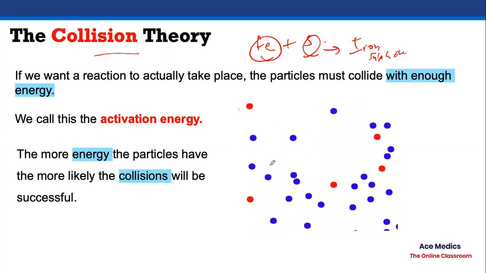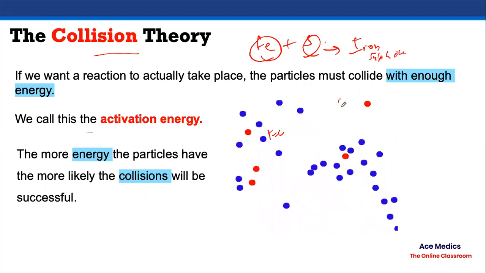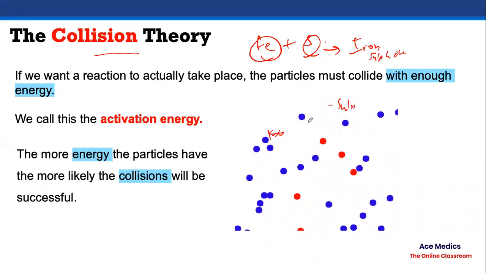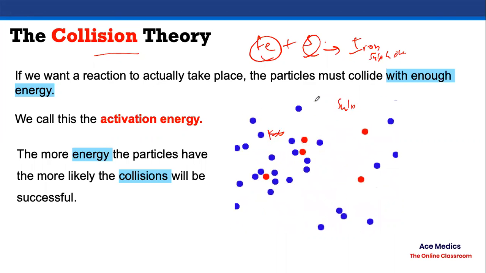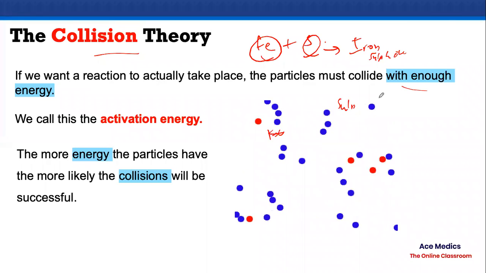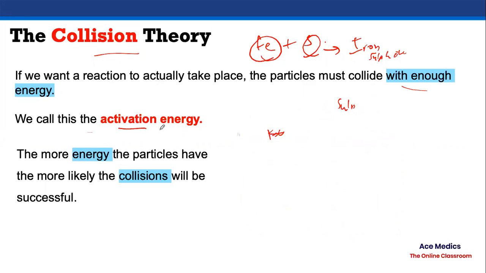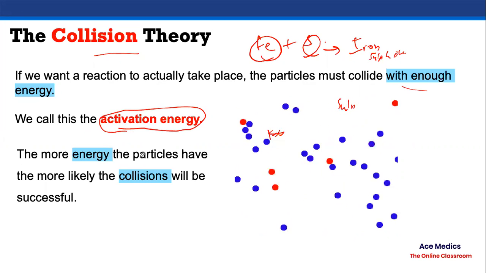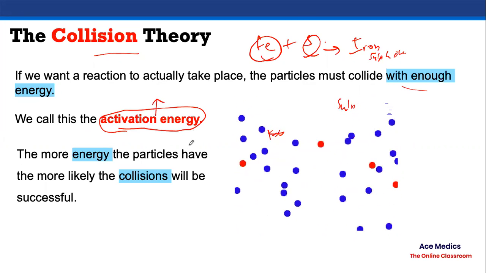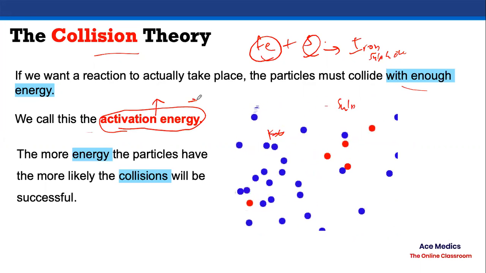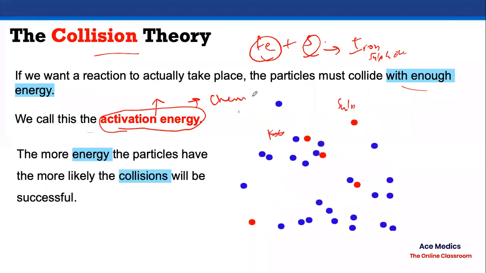So if we say the blue is iron and the red is sulfur, we need the atoms of iron and sulfur to react together. So we need them to collide with each other with enough energy. So they need to collide with enough force or enough energy. And that enough energy is called the activation energy. Okay, so once they collide with each other with enough energy or with activation energy, we know then that the chemical reaction will happen.